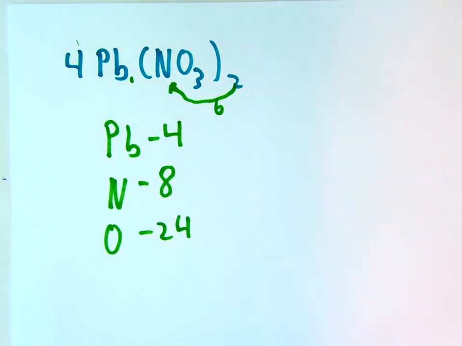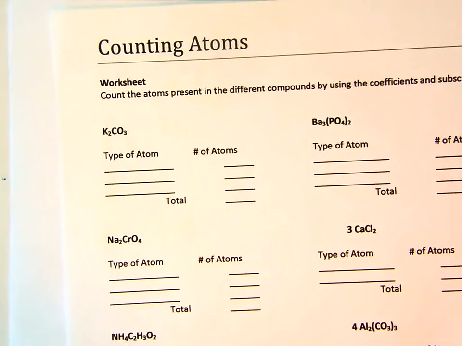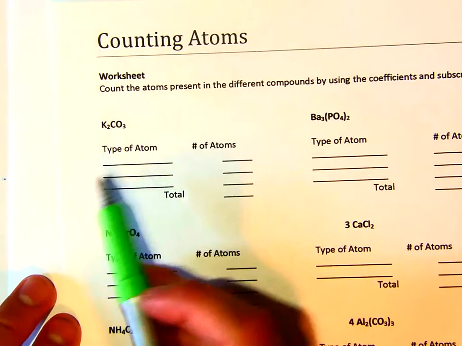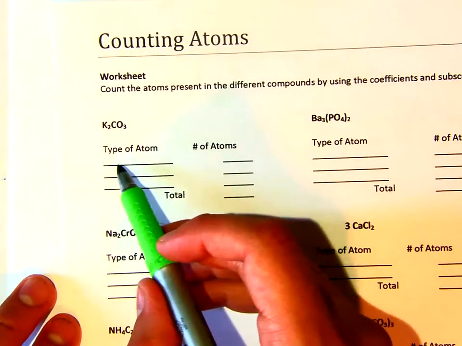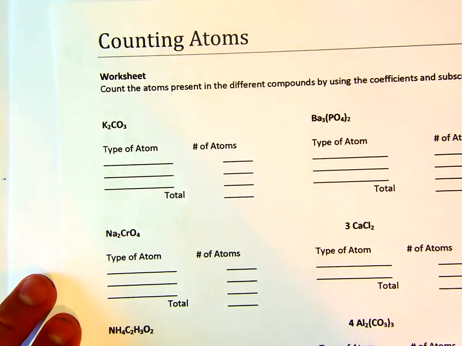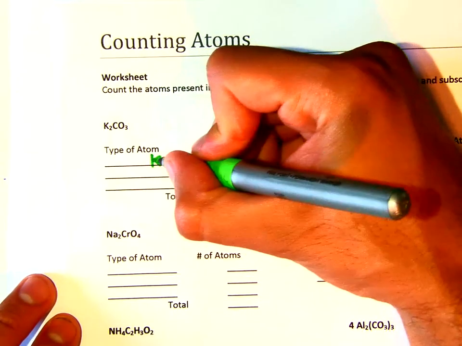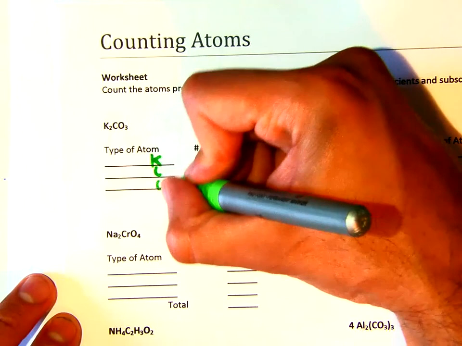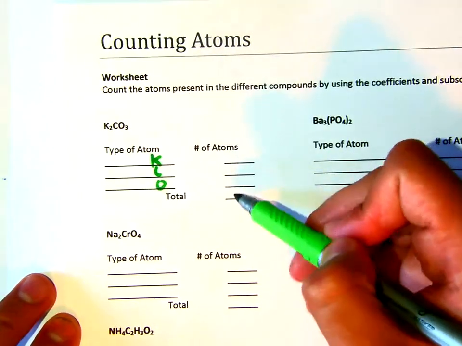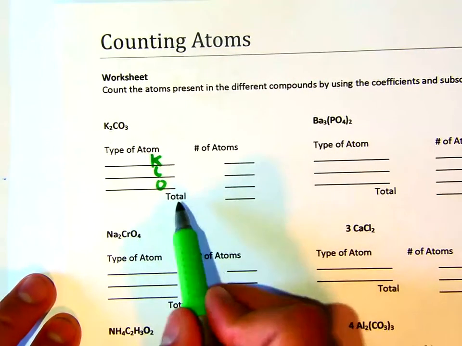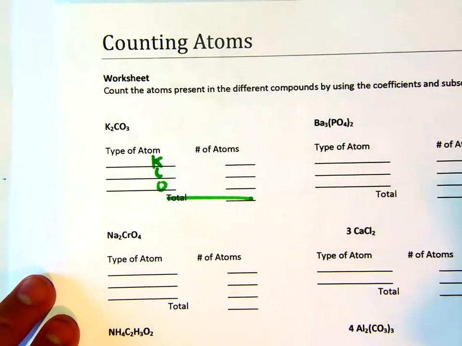For your worksheet, you're going to have a worksheet that looks like this. All you have to do is list the atom and how many we have. For example, here, you can write it all out or you can just write the symbol. Here we have potassium, carbon, and oxygen, and you would write how many you have of each. The total part is not too important. You can do that, but you don't have to. Okay?